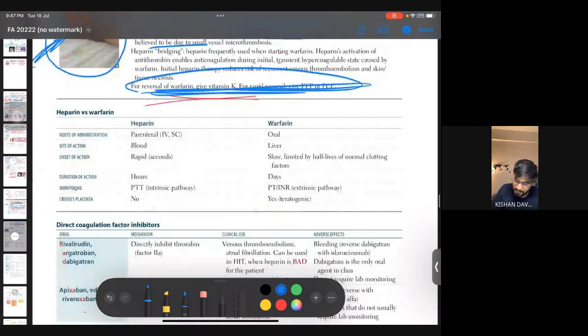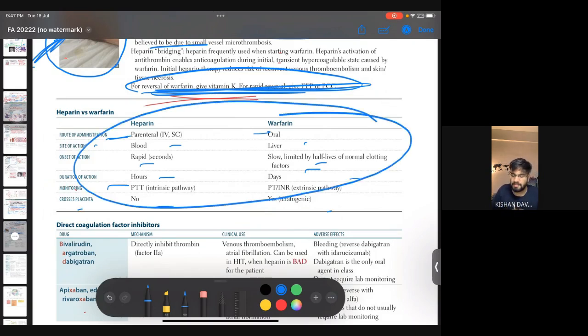Okay, now coming to the differences: administration route oral and parenteral, site of action blood and liver, onset of action rapid and slow, duration of action hours and days, monitoring PT and aPTT, cross placenta no and yes. So all these are the basics. This will help you differentiate between them.